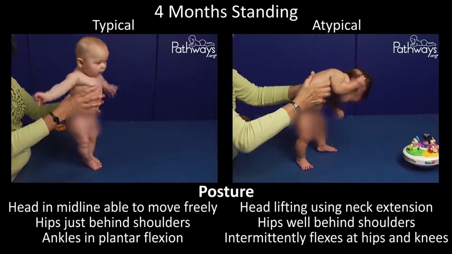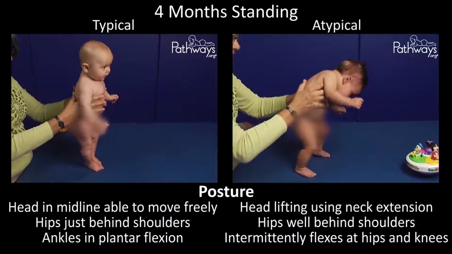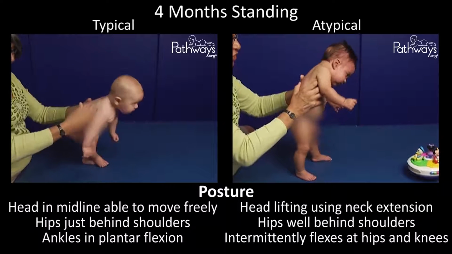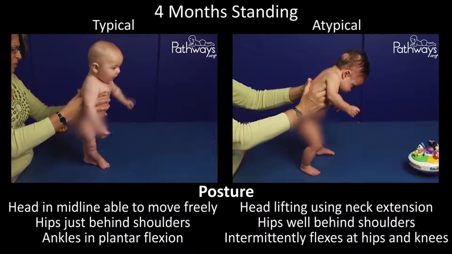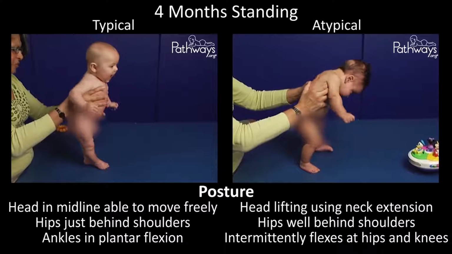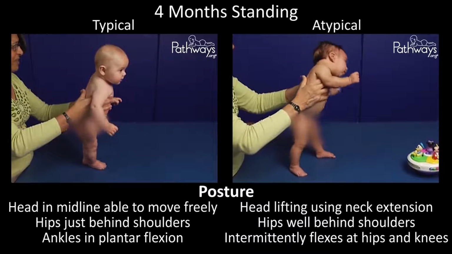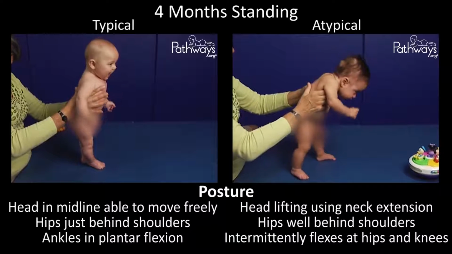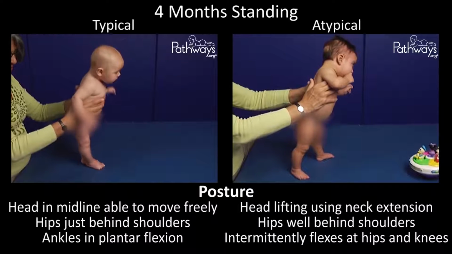Position 8. Standing. Posture. Typically developing baby can maintain his head in midline and is able to move freely. He keeps his hips just behind his shoulders and ankles in plantar flexion. Notice the atypically developing baby achieves head lifting using neck extension. His hips are well behind his shoulders, and he intermittently flexes at the hips and knees.